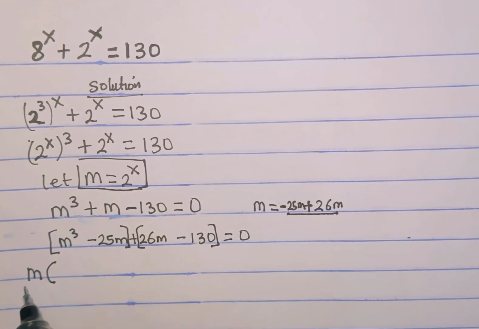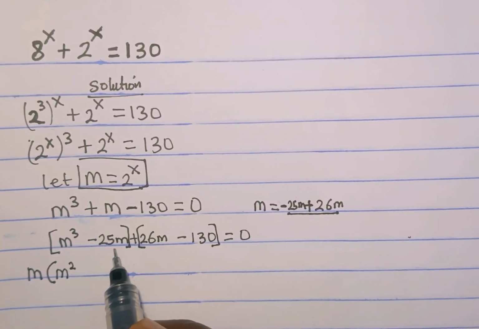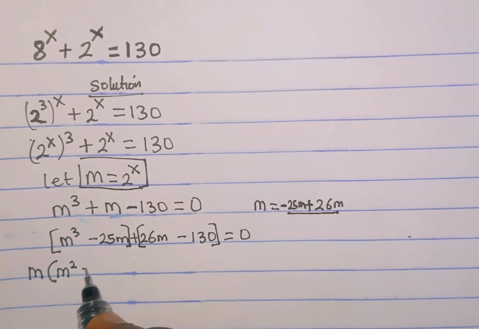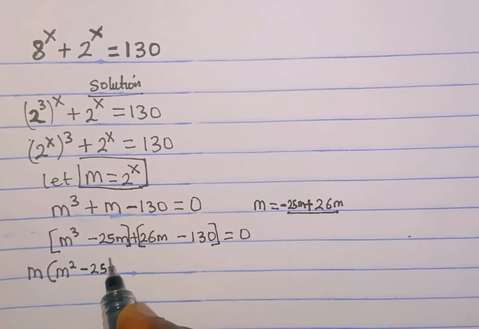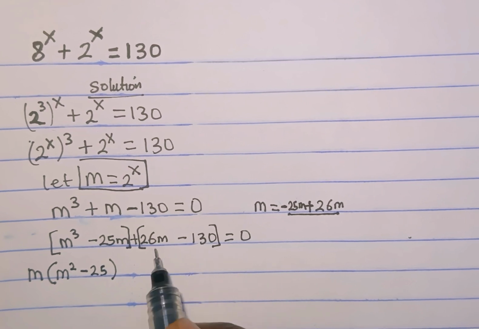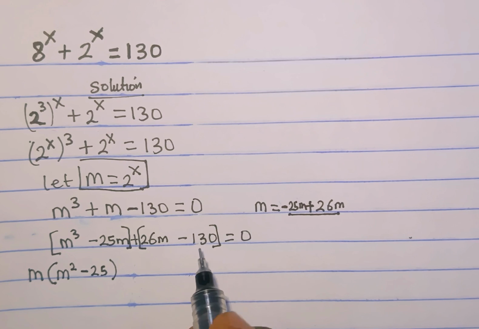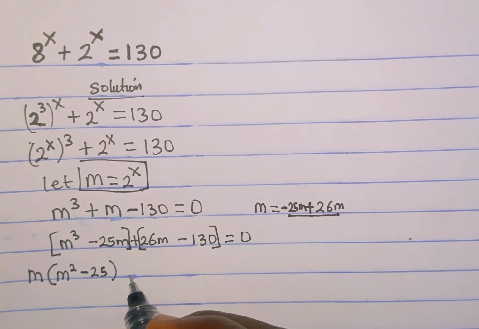m to the power of 3 divided by m will just remain m to the power of 2. Then negative 25m divided by m will remain negative 25. So now 26 and 130 is a constant because the variable is not common. So 26 can go into 130. So we're going to factor out 26.